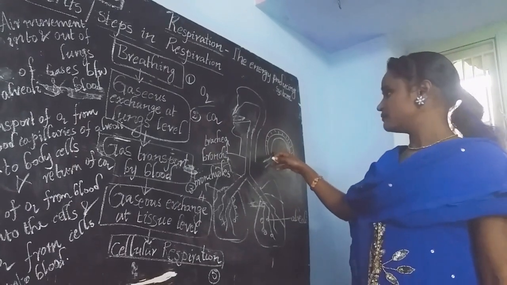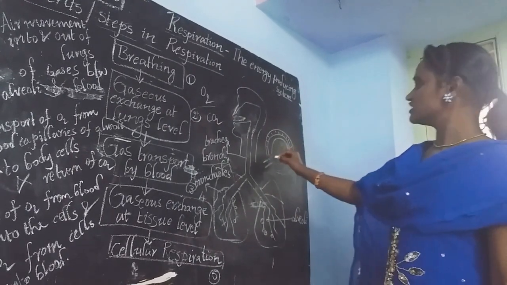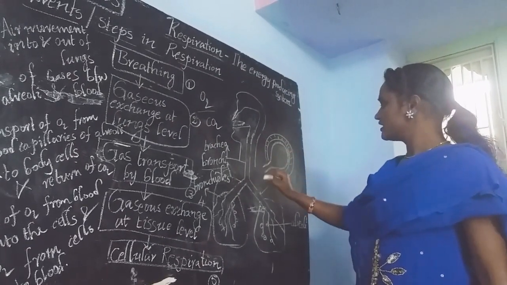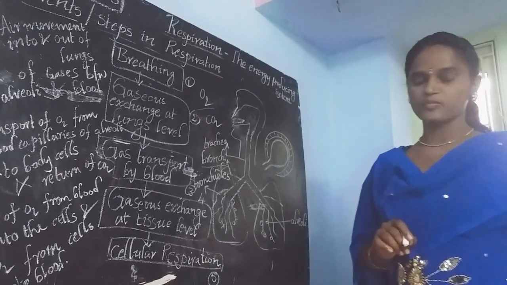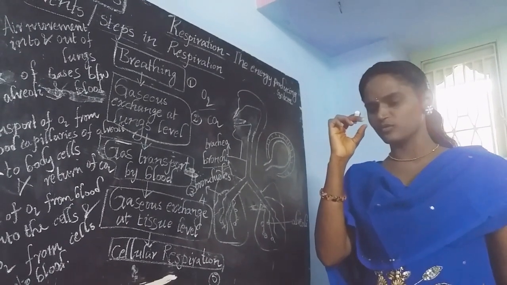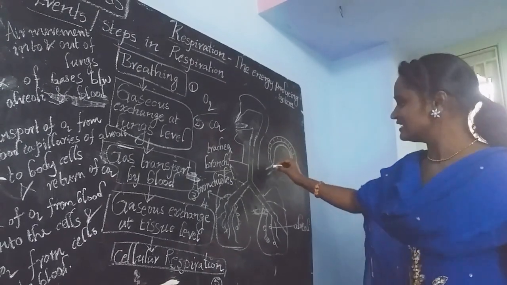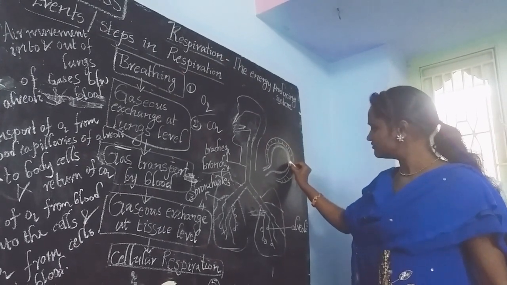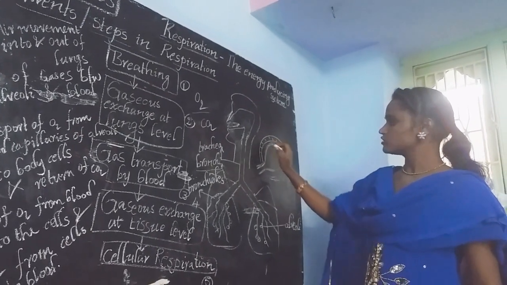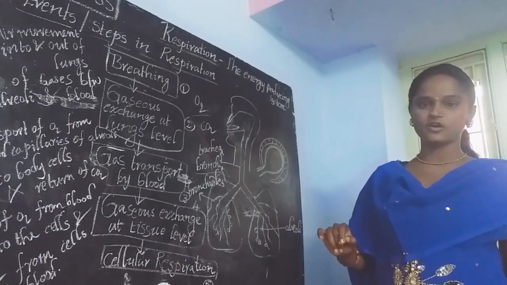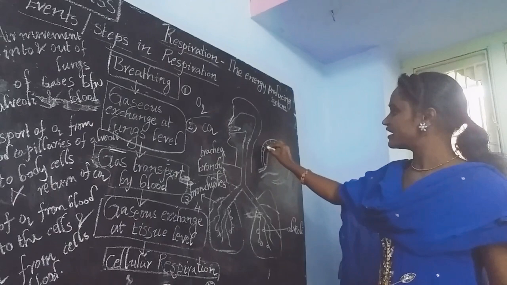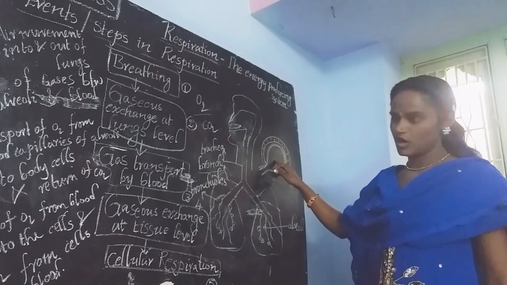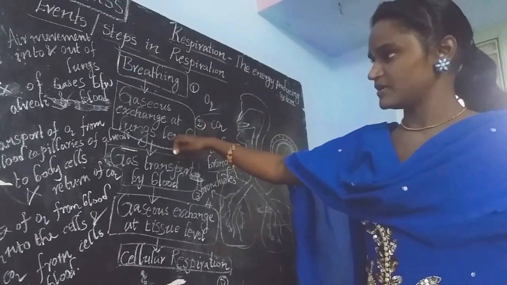For our convenience to understand better, I draw the alveoli picture somewhat bigger. See here children, this is the alveoli. It has a single-celled thickness, lined with single cells. It is also very near to the blood capillaries. The blood capillaries are also made up of single cells. And here the gaseous exchange takes place. That is the second step.